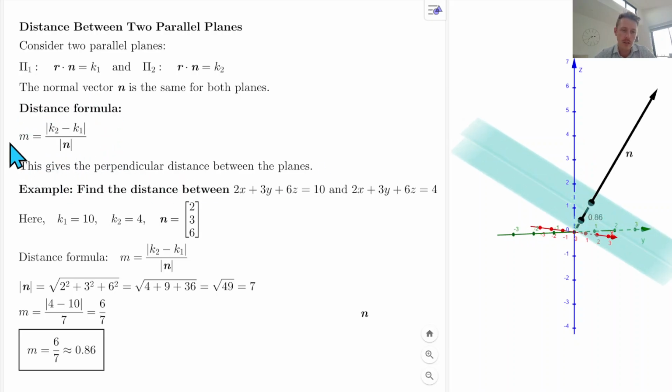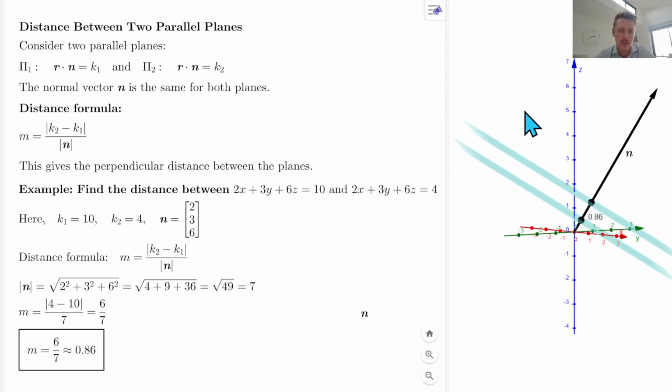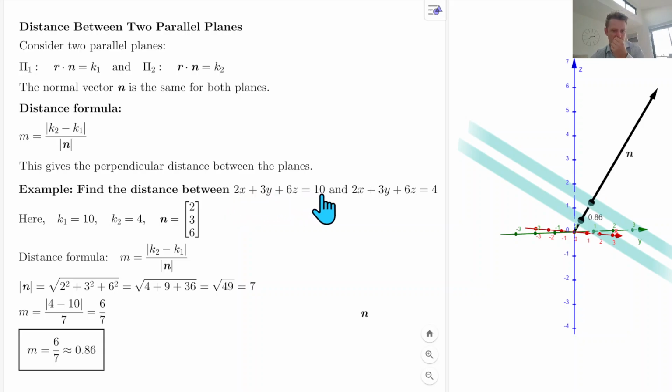And basically, this is the distance formula. You take the magnitude of k2 minus k1 and you divide by the magnitude of this vector n. So I think it'll make more sense with an example. So let's look again at an example here. Find the distance between 2x plus 3y plus 6z equals 10 and 2x plus 3y plus 6z equals 4.